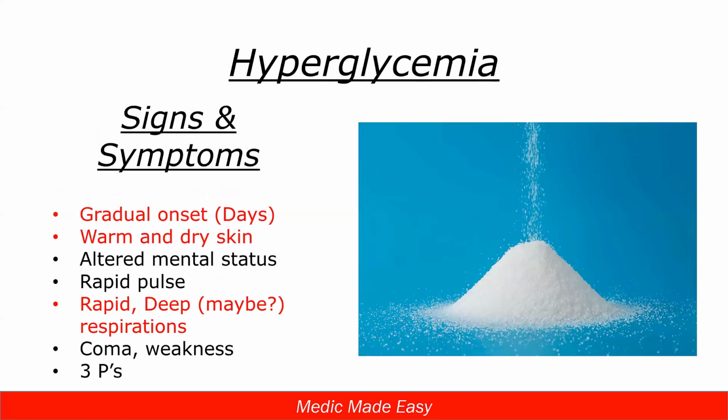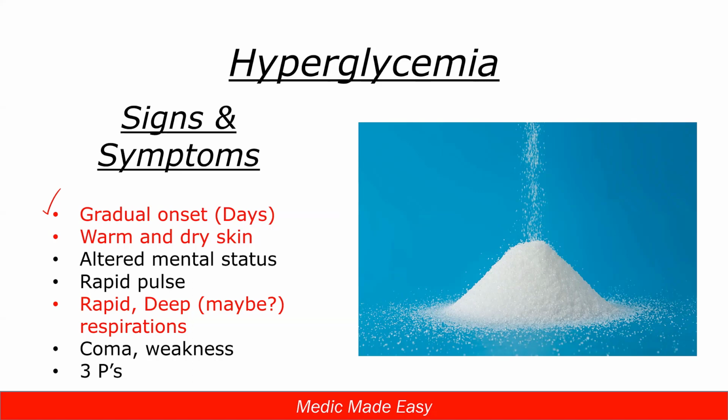On the hyperglycemia side, there's a much more gradual onset, so a lot slower. Instead of minutes, maybe it's hours or days, where this problem has been building up and building up. We said initially the body's like, hey, cool, check out all this sugar, I'm going to be able to make so much energy, it's going to be awesome. But too much of a good thing becomes a bad thing, and it takes a while. So it's a much more gradual onset.